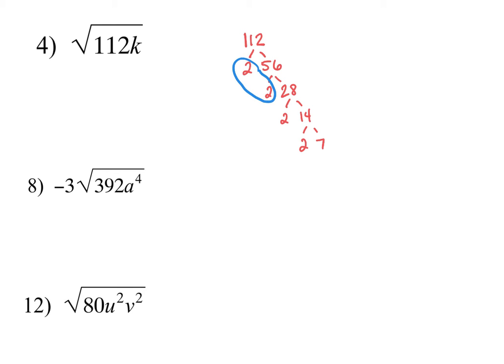So that's going to come out as 1. This is going to come out as 1. And this does not have a pair, so it is going to stay inside the root. We also have this variable. It is k to the first power. We only have one k, which means it automatically cannot pair with anything. So it's going to stay inside the root.